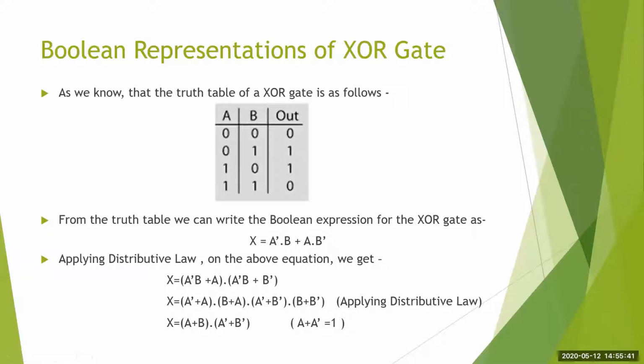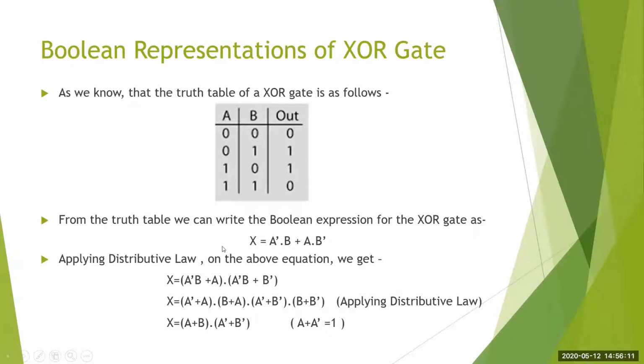Now we can similarly derive the Boolean representation of a XOR gate, as we can see that the output of a XOR gate is equal to 1 only when A equals 0 and B equals 1, and another when A equals 1 and B equals 0. So we can write the Boolean expression as X equals A complement dot B plus A dot B complement. This is one form of Boolean representation of a XOR gate.